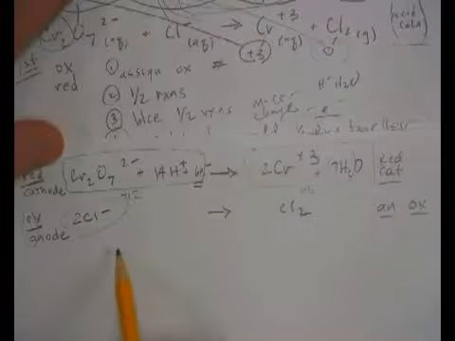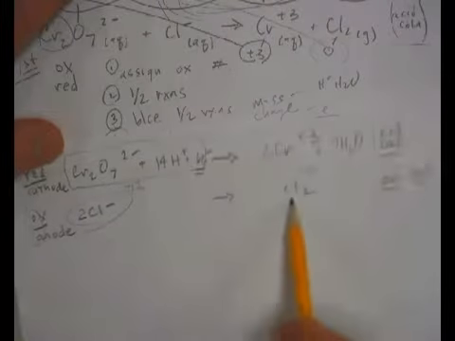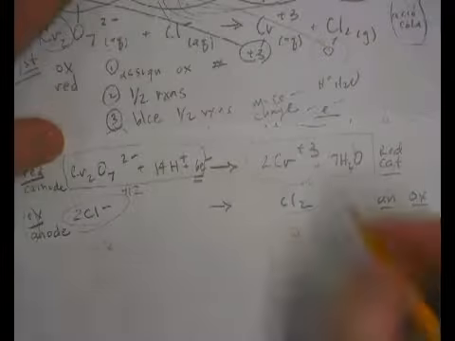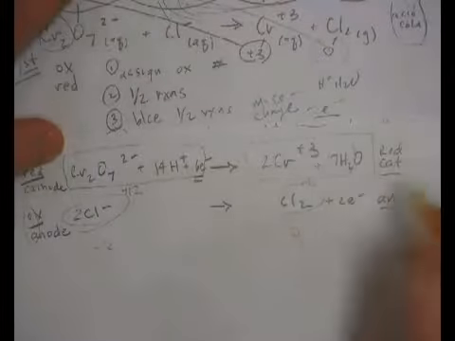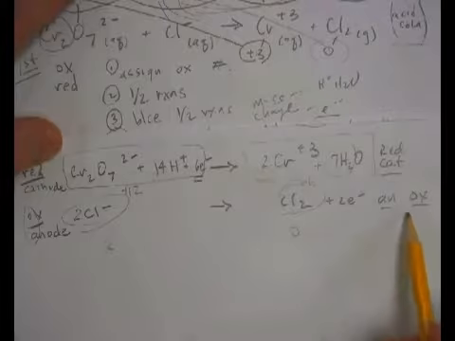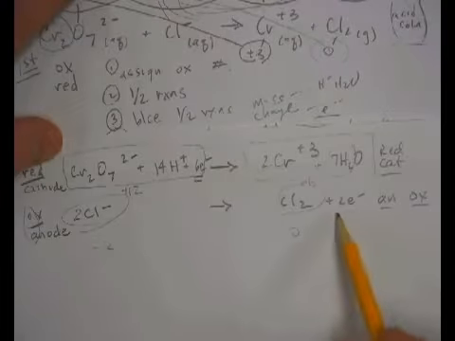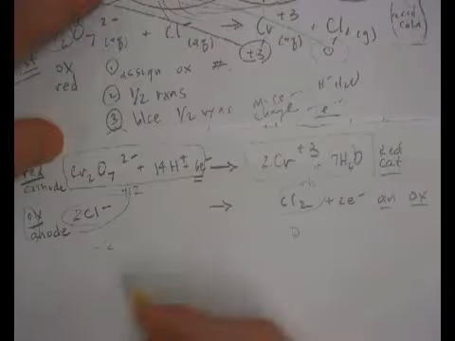My anode over here, I've got 2 minuses, so negative 2 for the charge on this side, and this side is 0. So I've got to make sure to have a negative 2 on this side and a negative 2 on this side. So I'll have to add 2 electrons over here. And since it's oxidation, and oxidation is the loss of electrons, if I don't put the electrons on the right-hand side, meaning that they're lost, they're produced, then I probably did something wrong as well.